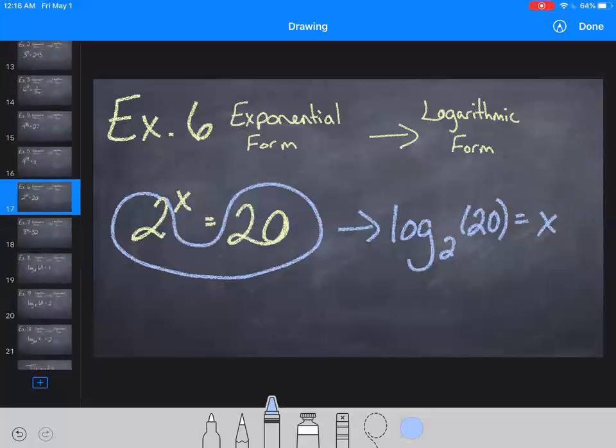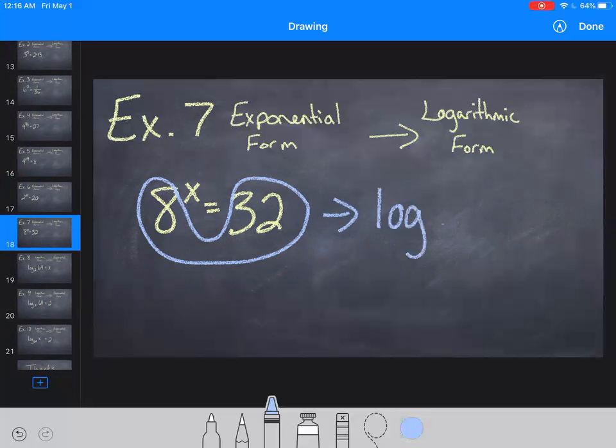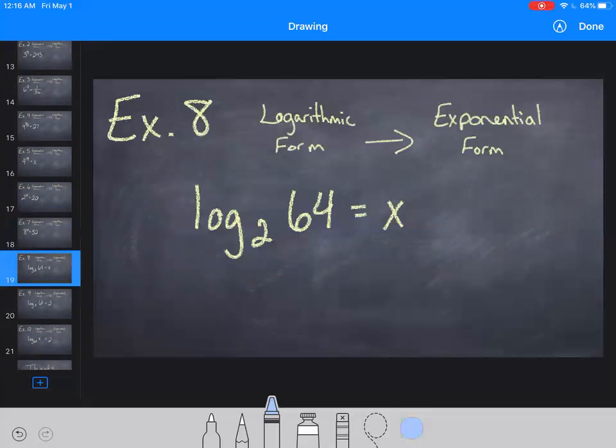Let's take a look at the next one. Let's say I wanted to rewrite this one. Same thing. I circle my base and my answer, and I rewrite it so it's the log. The first thing I circled becomes the base. The second thing I circled becomes the argument, and it's always equal to that exponent every single time. And this just gets us comfortable rewriting our logarithmic forms and our exponential forms.